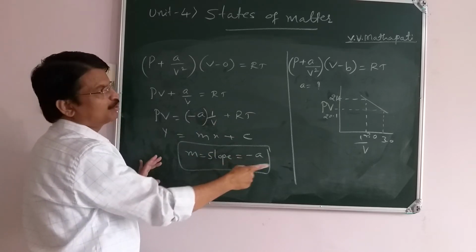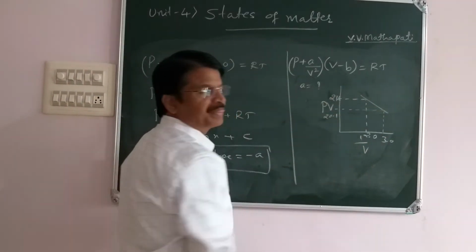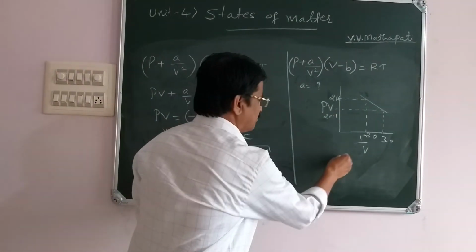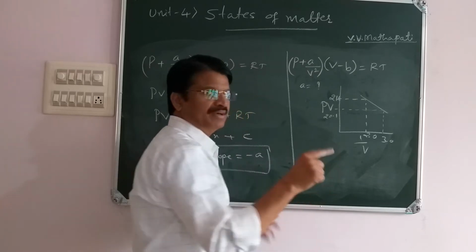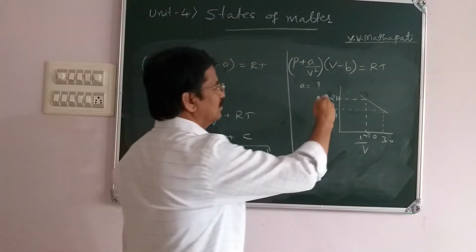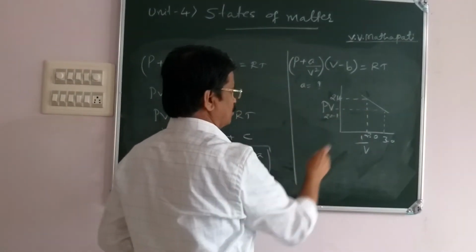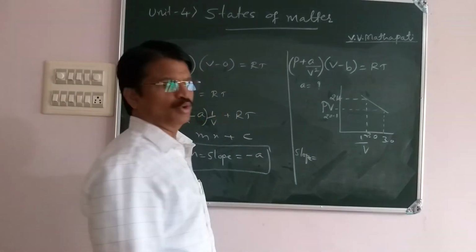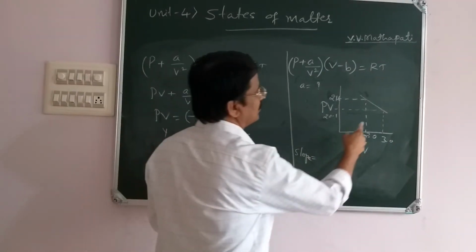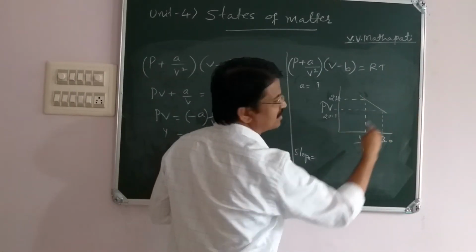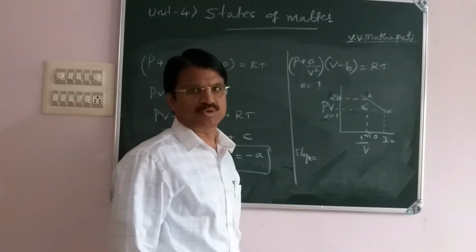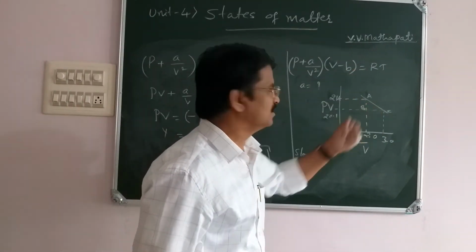Why is it minus A? Because of the nature of the graph. If you get a straight line passing through the origin, then the A value is plus. Okay? Here you get a minus slope. Then slope equal to, let it be ABC, slope equal to AB by BC.